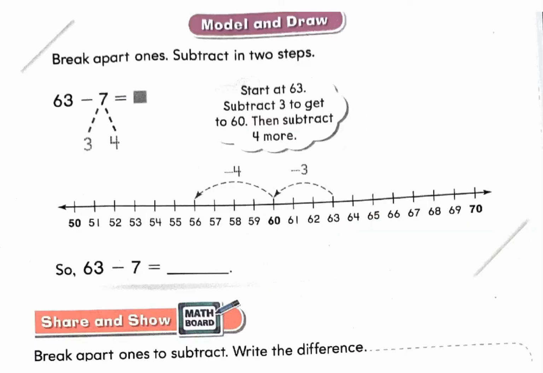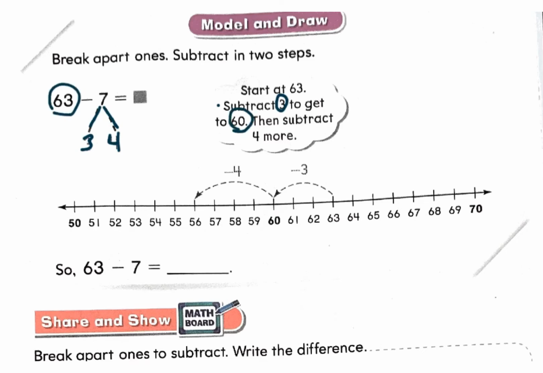Welcome back. So we're going to break apart ones and subtract in 2 steps. Do you remember when we broke apart the ones to add? Well, now we're going to break apart the ones to subtract and get to the nearest 10. So the problem is 63 minus 7. We're going to break apart the 7 into two parts. They did it for us, so just trace over 3 and 4. 3 and 4 make 7. Good. Now, we need to subtract 3 to get to 60, right?